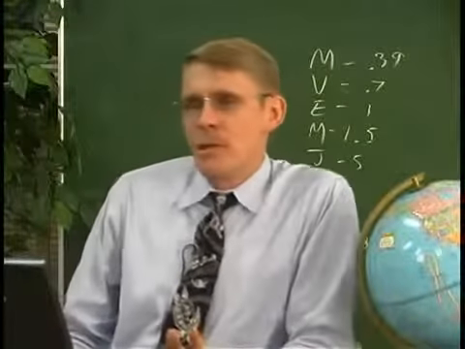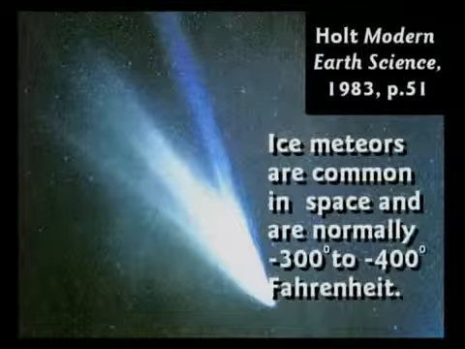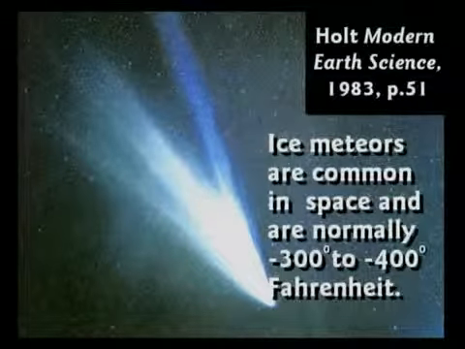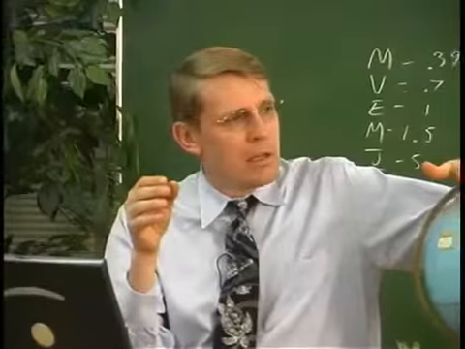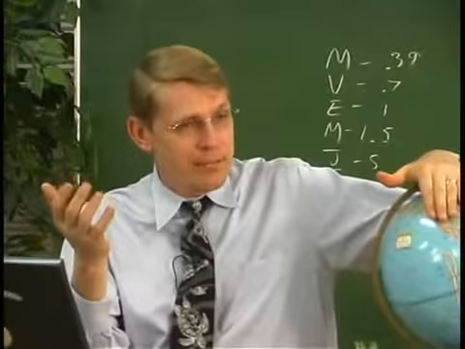Many of the comets flying around through space, though, are ice. Just big snowballs. Now, outer space is away from the Earth's atmosphere, which keeps us nice and warm like a blanket, but when you get outside that, it gets real chilly.